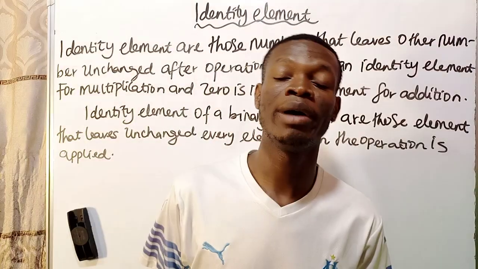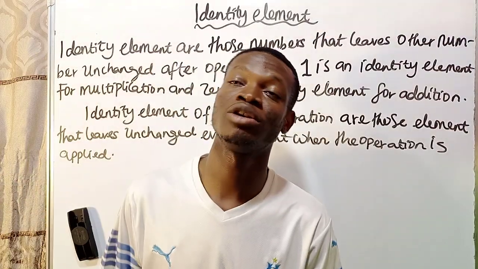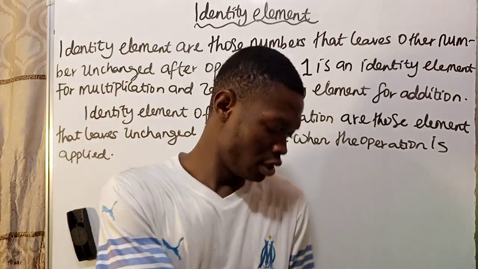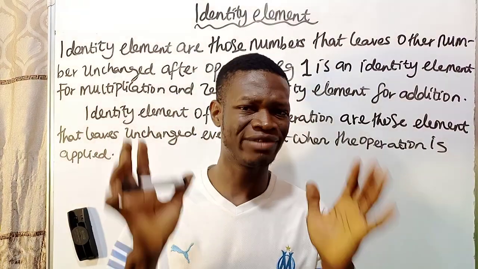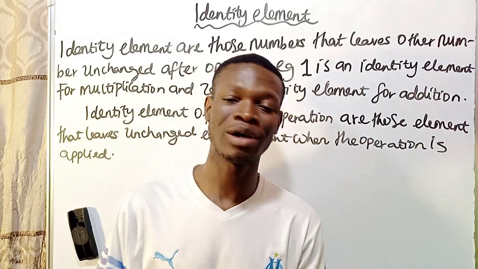So, welcome back. Let's look at these identity elements. We are still under binary operation. So, what is an identity? An identity is very simple. Identities are those numbers that leave other numbers unchanged after an operation.